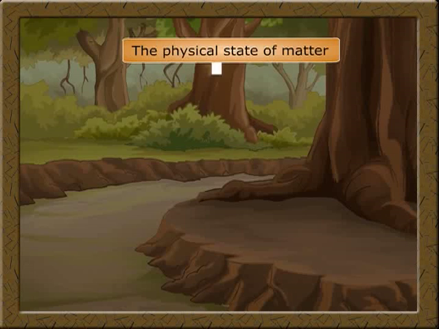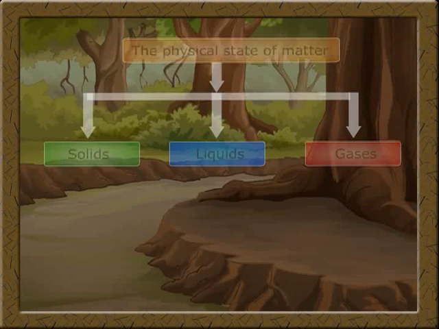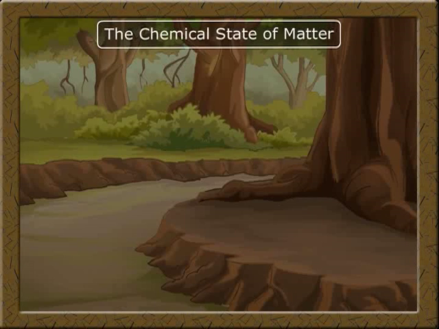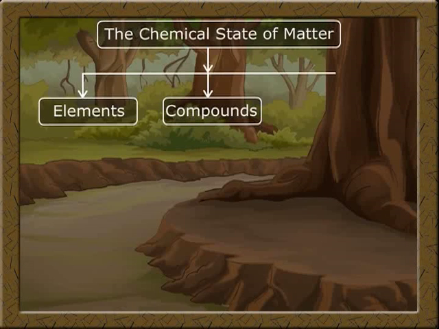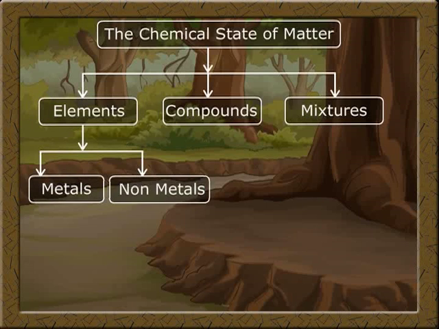By this, we can understand that objects have two types of formations, physical states and chemical states. The physical states of matter are solids, liquids and gases, whereas the chemical states of matter are elements, compounds and mixtures. Elements are again classified into two types. These are metals and non-metals.